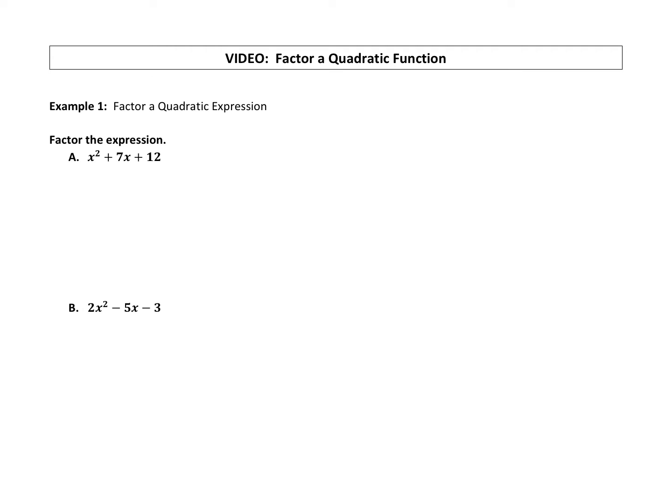First thing to take note of is what is your a value. In this first example, our a value is 1. That's going to be the easy factoring. The easy factoring meaning we can just look at our c value. We're looking for factors of 12. Let's write it out. Right here. Factors of 12 that add up to our b value of 7. So we need factors of 12 that add up to 7.